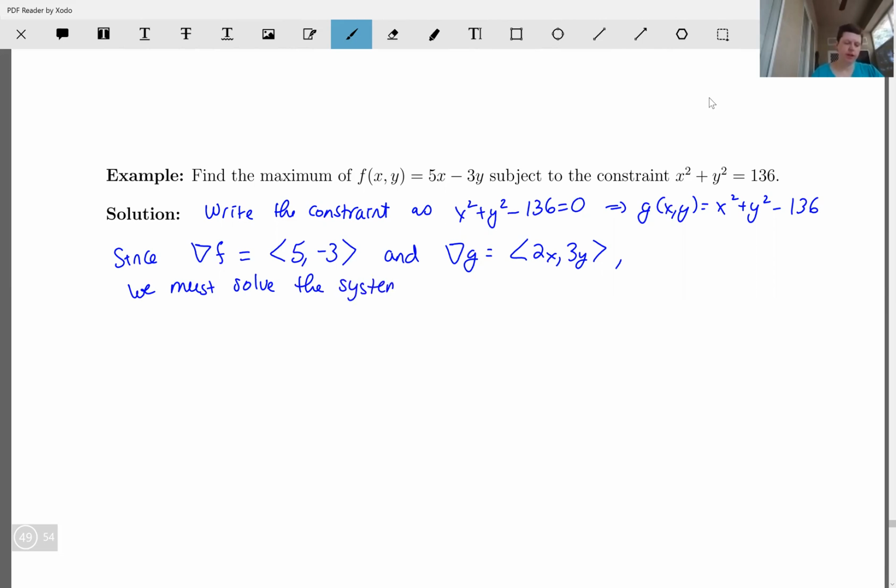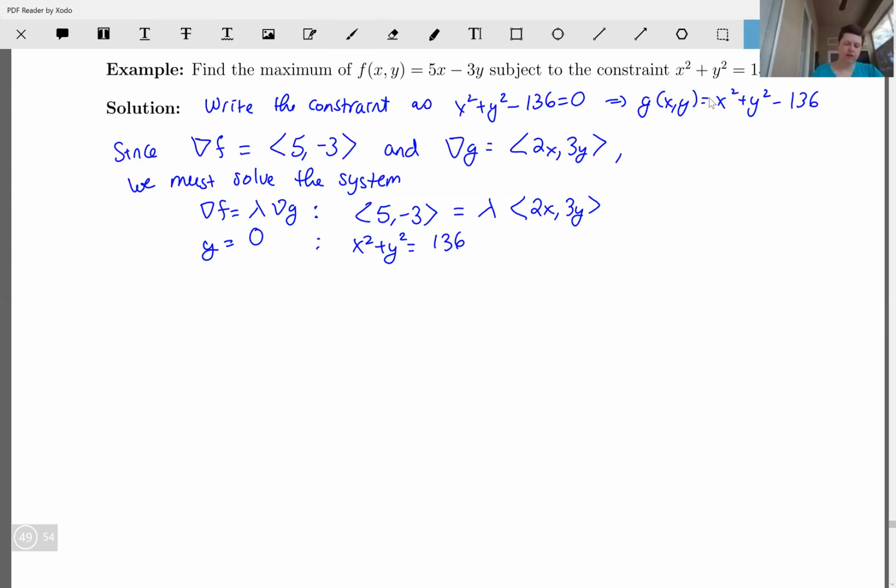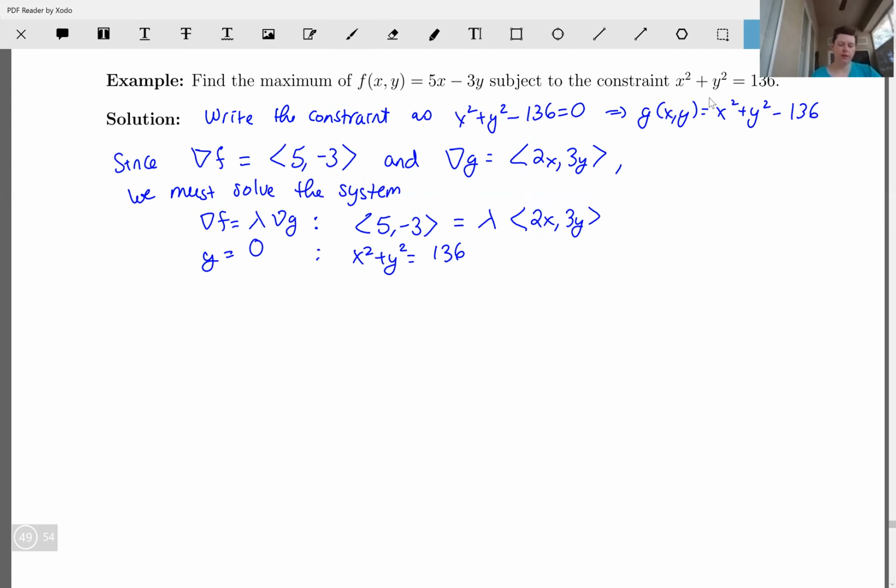So we're looking at gradient of f equals lambda times gradient of g, but that gives us the vector 5, negative 3 is equal to lambda times the vector 2x, 3y, and g equals 0. That just gives us our original constraint equation. Okay, so what system of equations do we get?